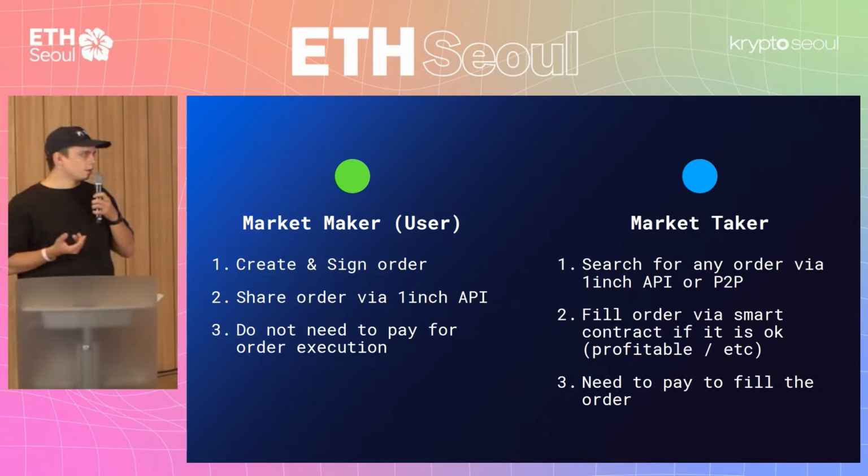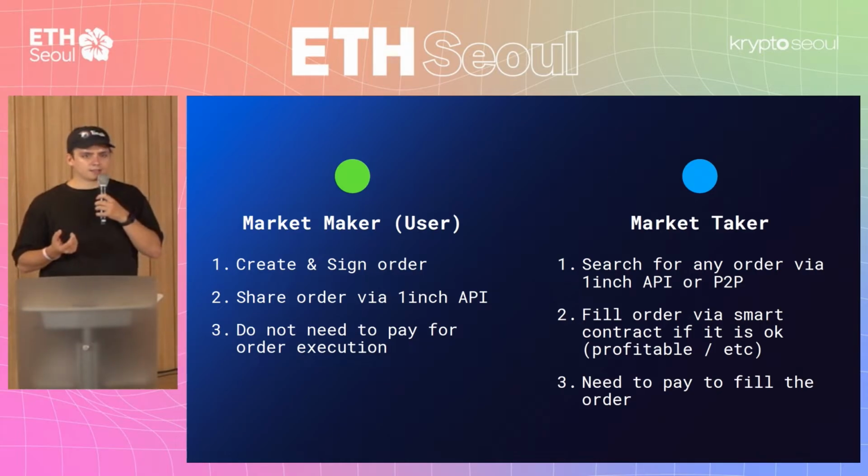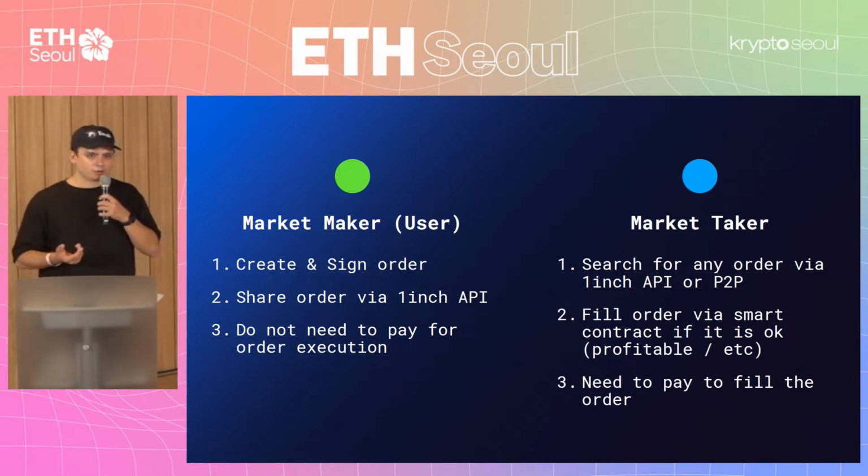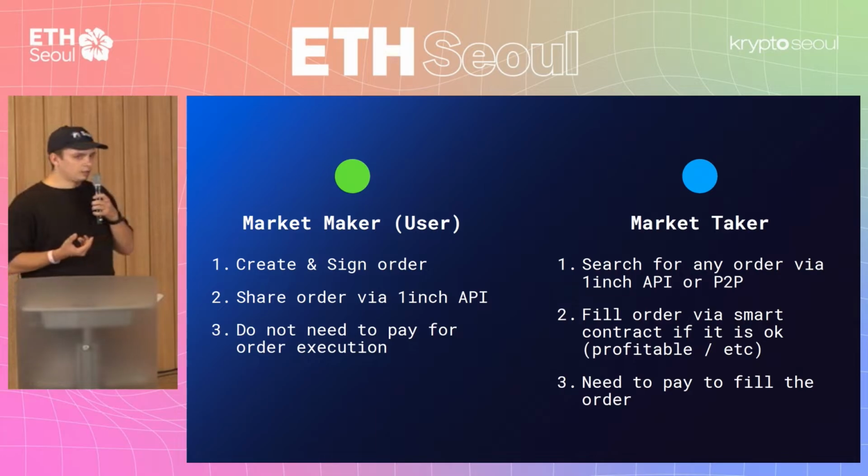So basically, the market taker also needs to calculate the amount of gas that the market taker needs to pay to execute this limit order. Basically, it's always the market taker who pays for the gas of the limit order. The market maker doesn't need to pay for that.